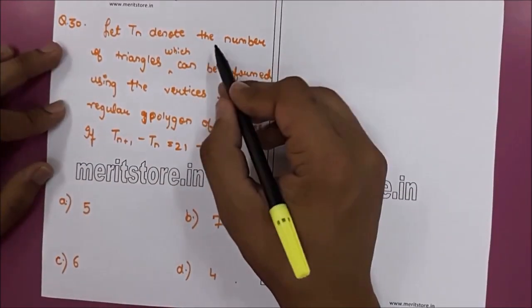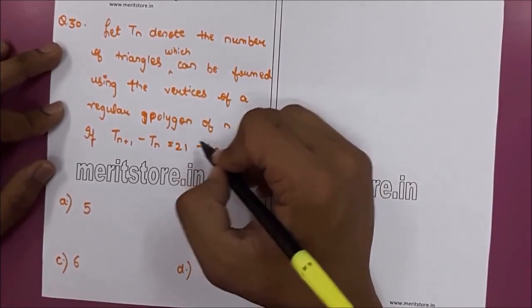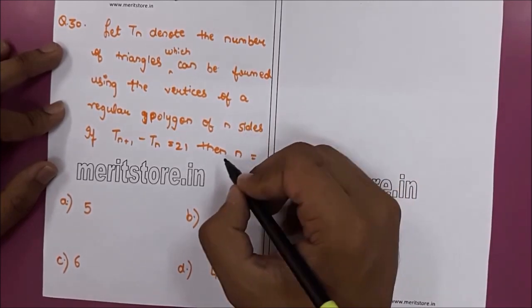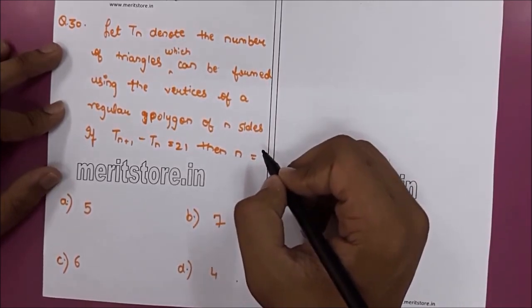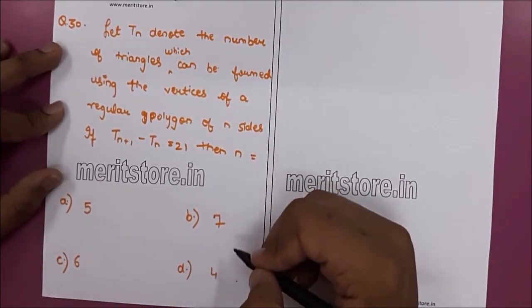Let Tn denote the number of triangles which can be formed using the vertices of a regular polygon of n sides. If Tn plus 1 minus Tn is equal to 21, then n is equal to option A 5, option B 7, option C 6, option D 4.